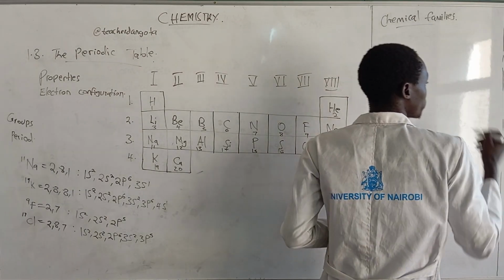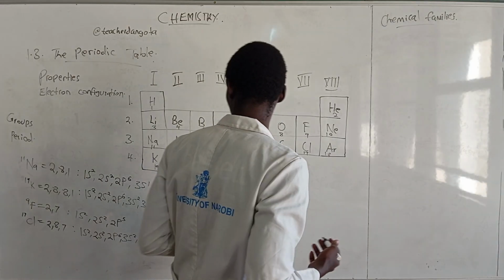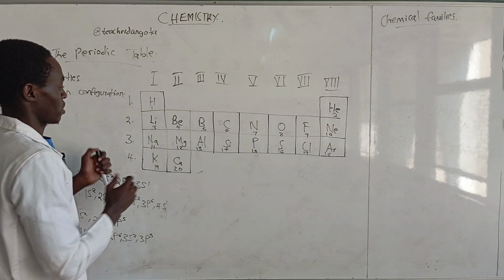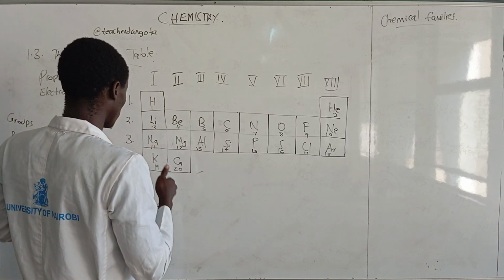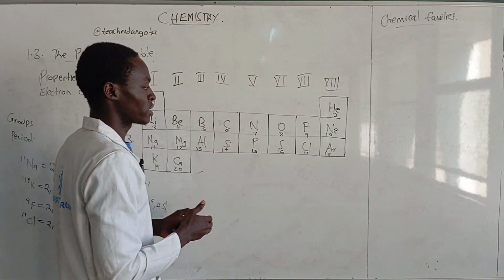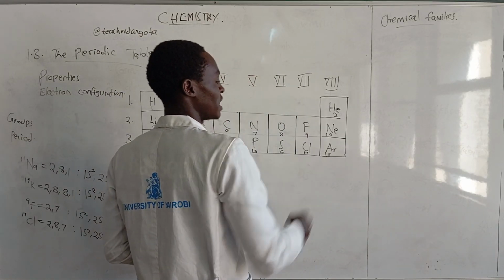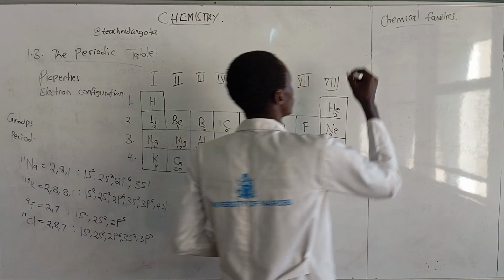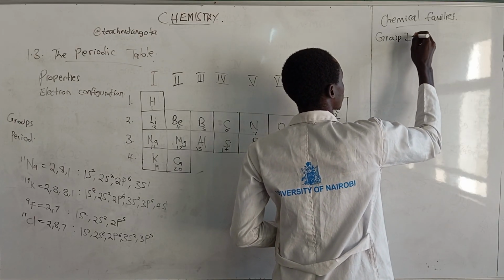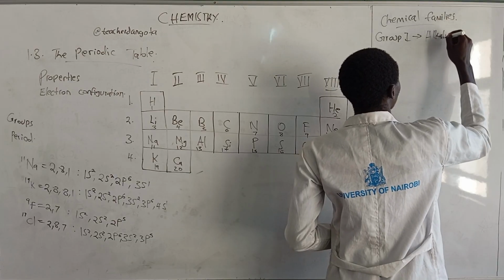So these elements in the periodic table belong to certain chemical families. At this level, you will be looking at the elements in the first group, the second group, the seventh group, and the eighth group of the periodic table. The first ones, in group 1, are known as alkali metals.